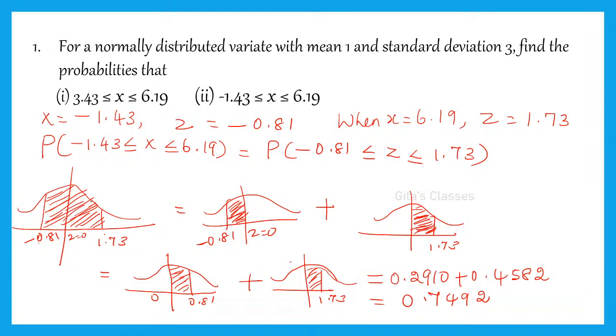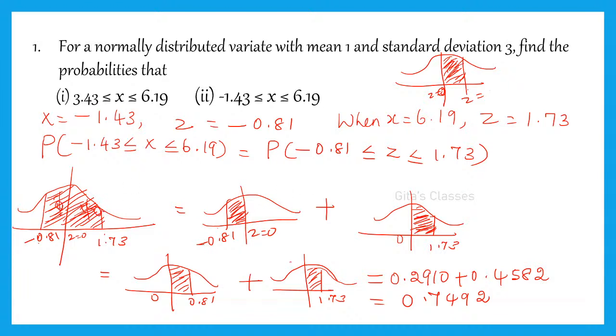Now if you want to make use of the table, everything should be in the table. We have seen already the table will be available from z is equal to 0 to z is any value. So this is the area from the table. If you want to make use of the table, you have to express every area in terms of 0 to any value. So now I am going to split this. Minus 0.81 to 0 and 0 to 1.73. I am splitting this area and this area, area 1 and area 2.